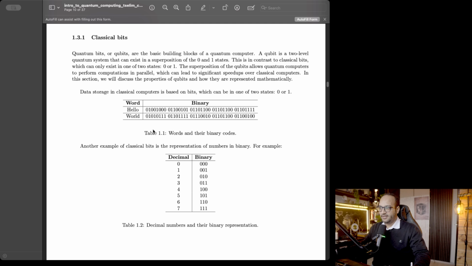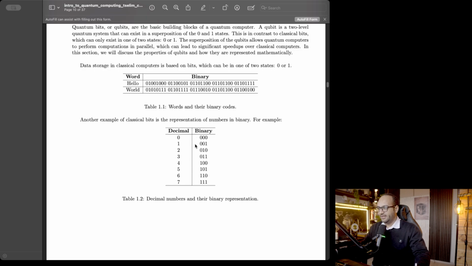So far, this table represents what I outlined a few minutes ago, that we can express words in terms of binary, and this is how we use the zeros and ones if we want to store a word in the hard disk or in the RAM or to work on it in a classical processor. And if we have numbers, for example, in decimal format, like 0, 1, 2, 3, 4, 5, 6, and 7, this is how we can represent them in binary.